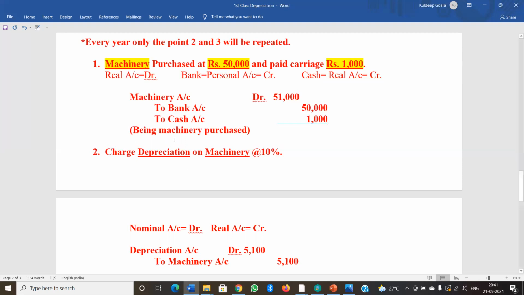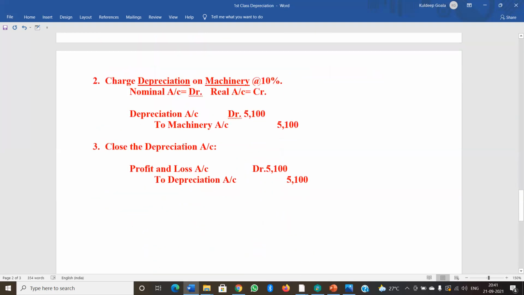Then coming to the next one, charge depreciation on machinery. Now if the question is asking you to charge depreciation on the machinery, how will you do it? While doing that, you have to see what the items are here. Charge depreciation, we have already learned the journal entry, but still what will be there? One, we are getting the depreciation on machinery, the other one is the machinery, right? So depreciation is definitely a nominal account, it's a loss, isn't it? So it will be debit.